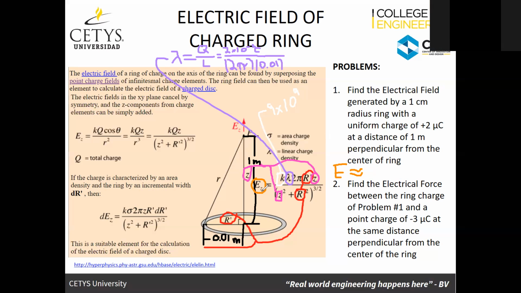Professor, at the top, it's 2 times 10 to the minus, what was it? 6. Minus 6. Okay, thank you. The R is 0.01 meters, right? The R prime. The R prime.